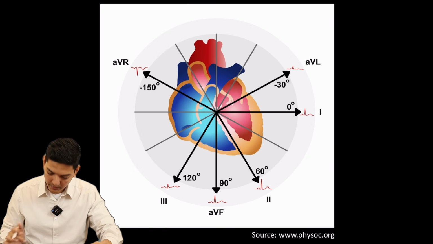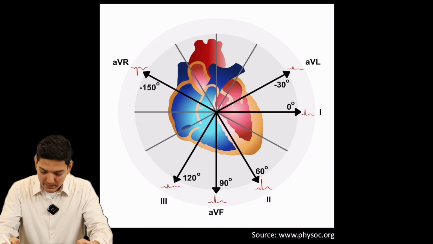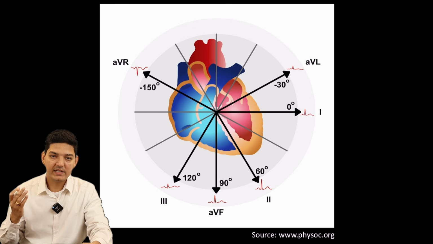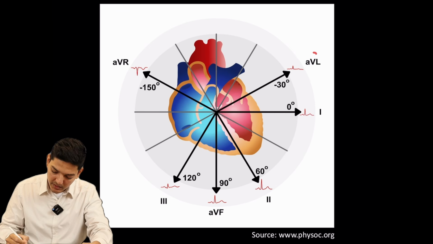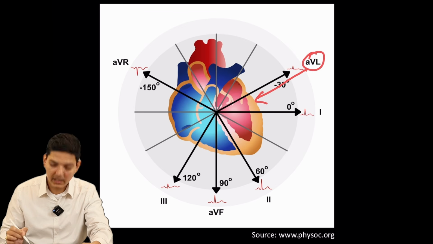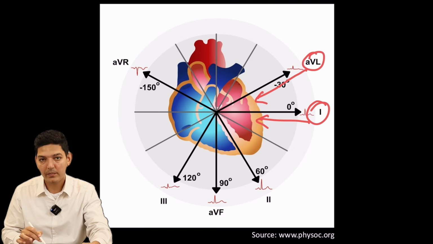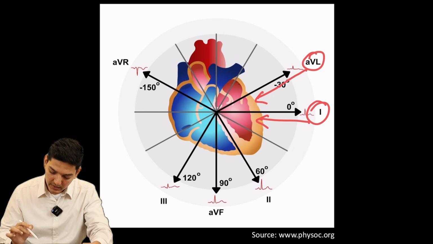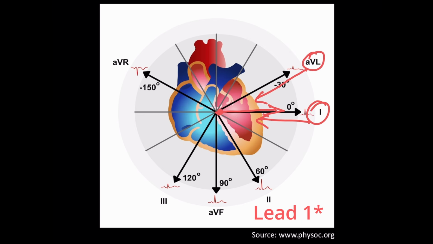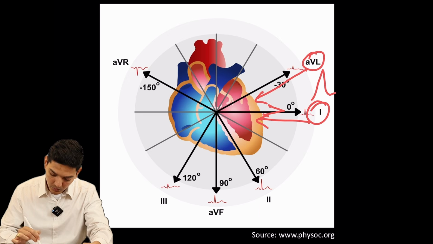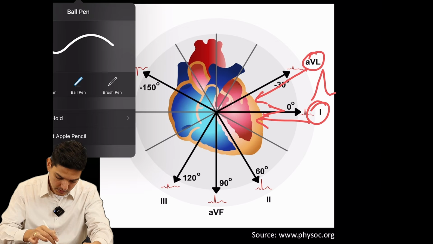Let me actually show you here. This is how the heart is placed in the middle of all the limb leads, and imagine these limb leads as cameras. So AVL is looking at the heart from this direction, lead 1 is looking at the heart from this direction, and so on. Whenever a wave is going towards a lead, that lead will have a positive deflection.